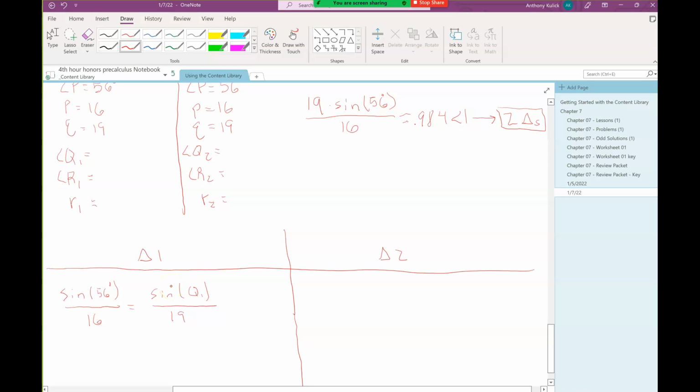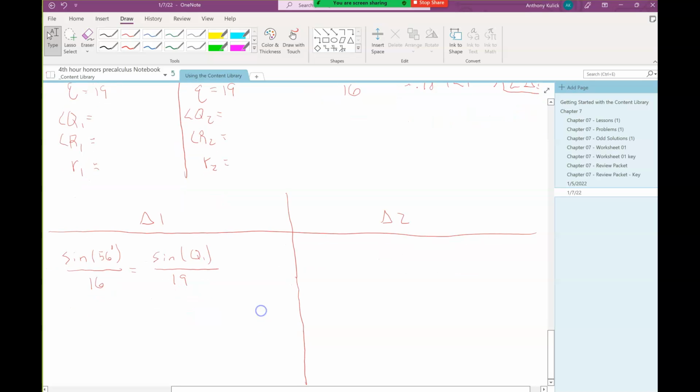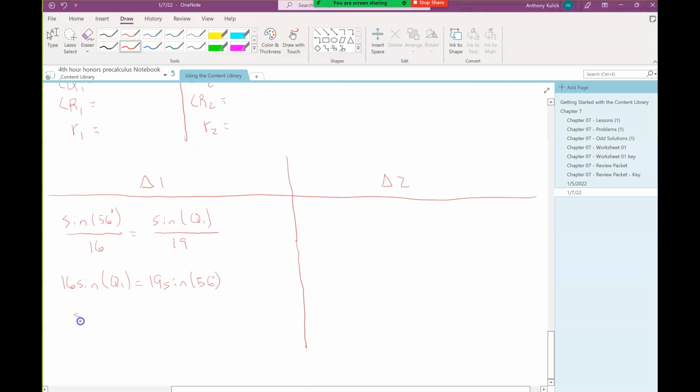And I know I have to start with angle Q because I don't know anything about angle R or side R, right? So the law of sines wouldn't help me immediately solve that. I have to find angle Q first. So we'll cross multiply. That gives me 16 times sine of Q1 equals 19 times sine 56. And then I divide both sides by 16 to get the sine of Q1 by itself.